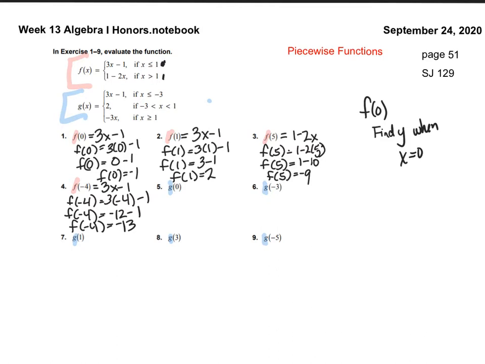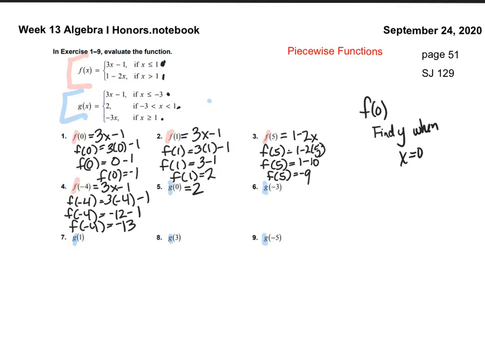Now I'm going to use the g function, and I have 3 categories. Where would 0 fall in this g function? The first category, the middle category, or the bottom category? Well, it would fall in the middle category. 0 is between negative 3 and 1. It says g of x equals 2.